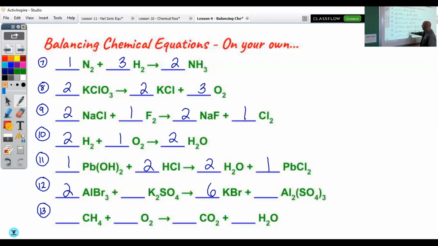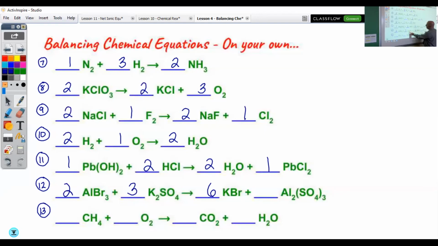Back on the left side, I have 2 potassium. But on the right side, I have 6 potassium. Once I put that 6 there, moving forward, there are no longer 1 potassium here, there are 6 of them. So I have 6 potassium on the right side. That means I need to put a 3 in front of the K2SO4 in order to get 6 potassium on the left side.